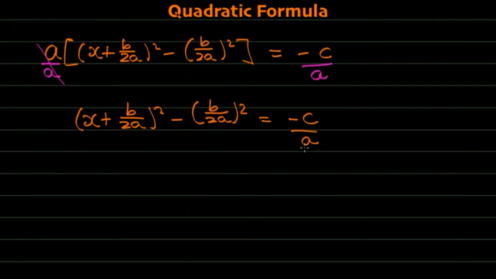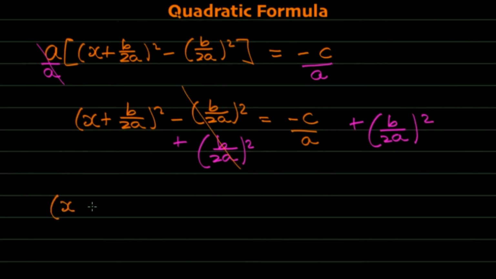And again, all we're trying to do is isolate the x on the left hand side and shove everything else on the right hand side. So it makes sense to add (b over 2a) squared to both sides here. So on the left, these are going to cancel, leaving us with (x plus b over 2a) squared is equal to minus c over a plus b squared over 4a squared.